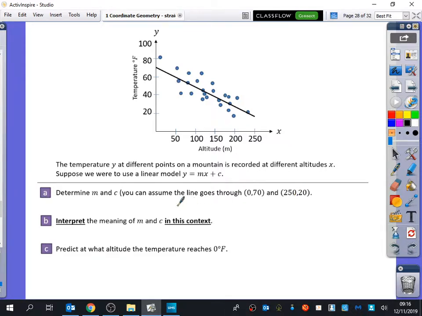Gradient, so I'm just going to do the change in y over the change in x. The change in y: we've got 20, take away 70, which will be minus 50, and the change in x is 250, take away 0. So that's minus 50 divided by 250, which is minus a fifth.